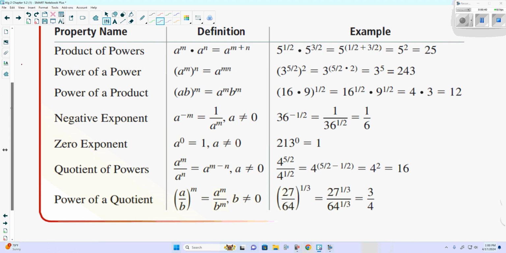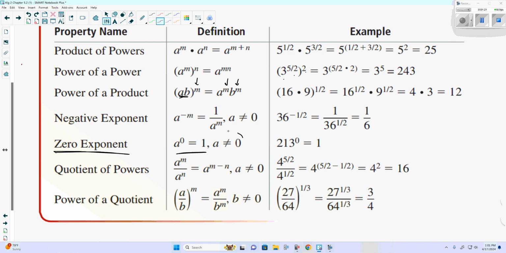Powers of a power. 3 to the 5, all to the second. When we have a power of a power, those exponents multiply. We've seen that. Power of a product. If we have two things being multiplied together and they're both to an exponent, we apply that exponent to both terms. Negative exponent. If the exponent is negative, we move it from the top of the fraction to the bottom, or bottom to the top. Now, most everybody's favorite exponent property is the zero exponent, because anything to the zero power is?